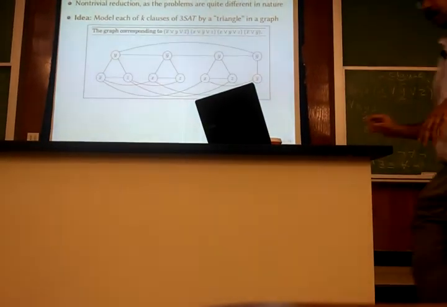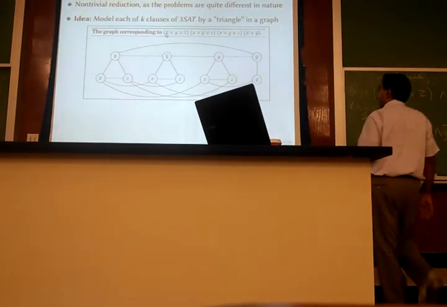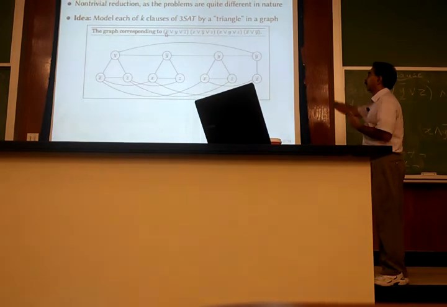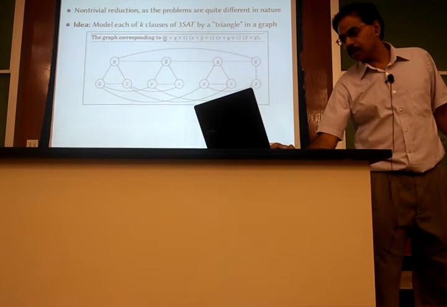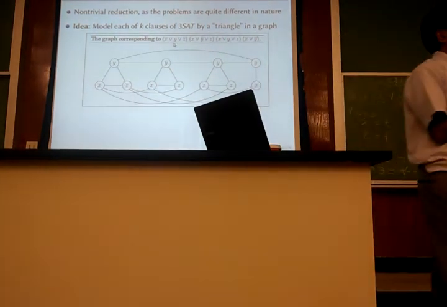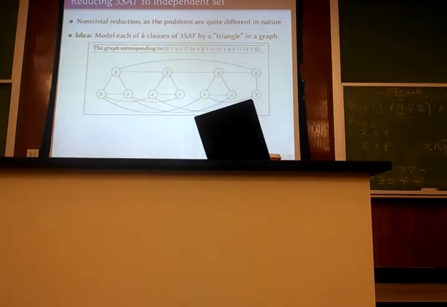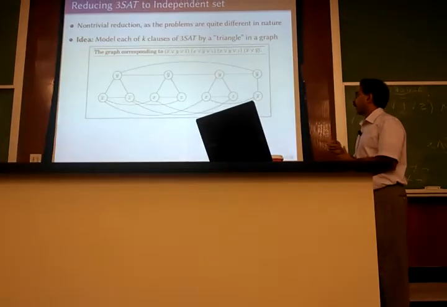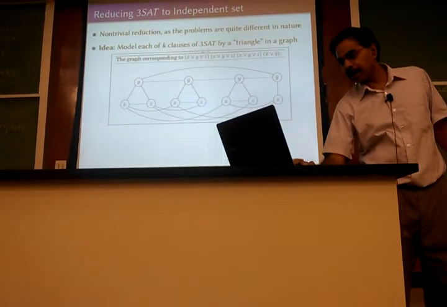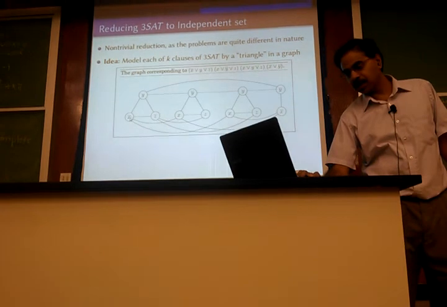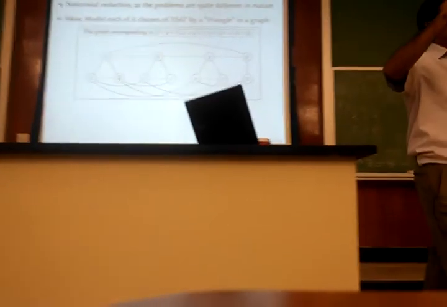Okay? So we take 3SAT. Again, it's easiest to understand this construction using an example. Let's say that is the 3SAT formula, and you can convert it into an independent set problem in this way, where you construct a triangle. So you have x bar, y, and z bar. You're going to make vertices called x bar, y, and z bar, and arrange them in a triangle.